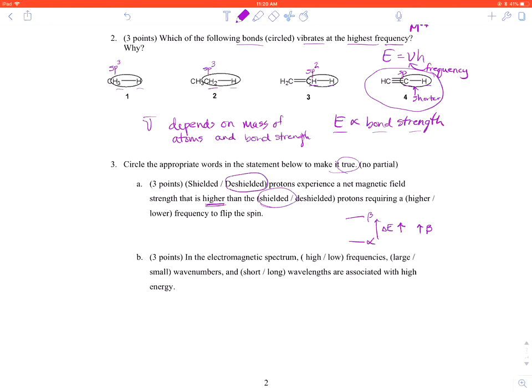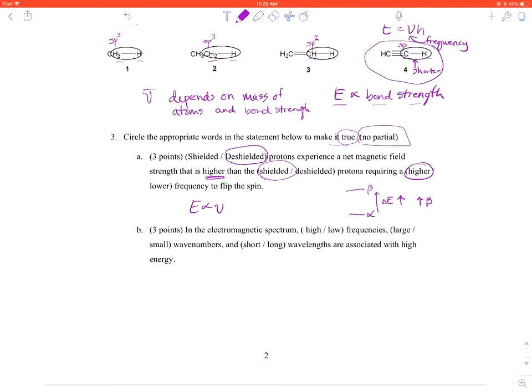And that effect of deshielding, right, withdrawing electron density, requires higher frequency. Again, that's a higher energy because frequency and energy are proportional to flip the spin. Okay, so you really have to have this concept down to get all the credit here, because there's no partial credit for this.